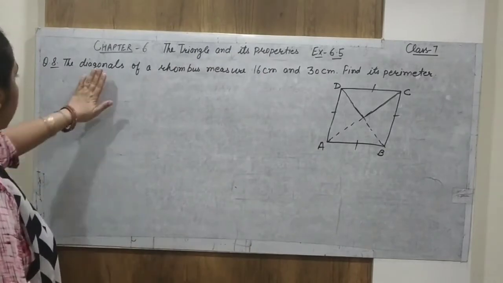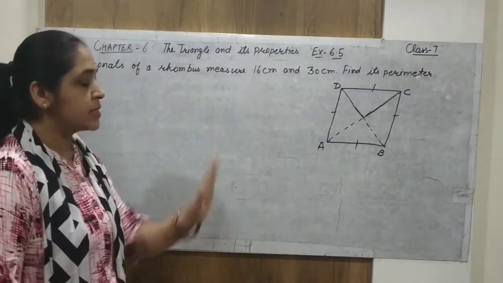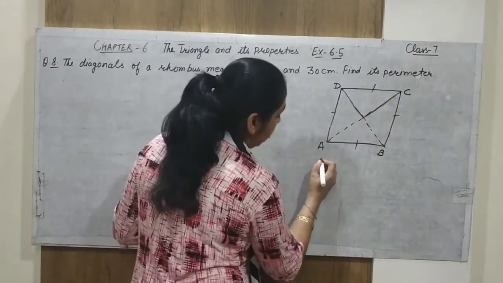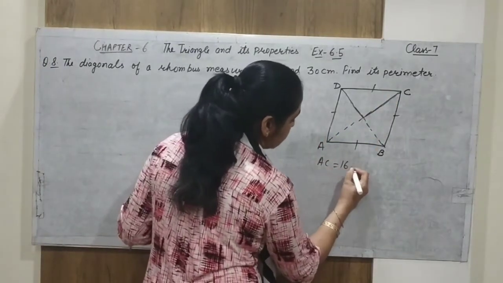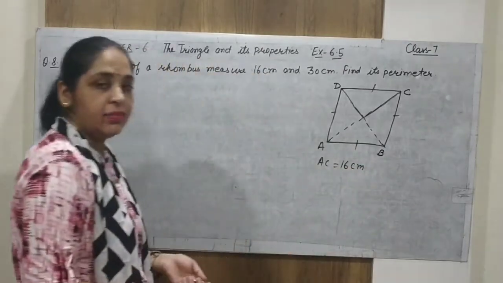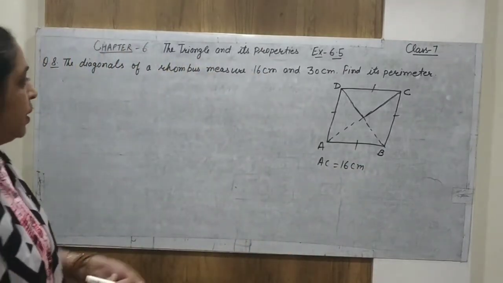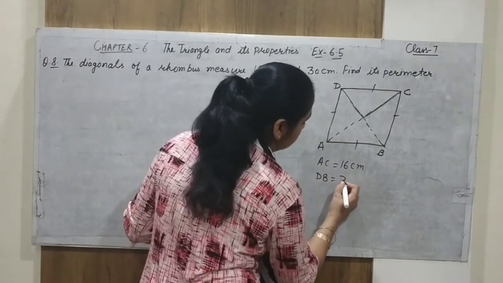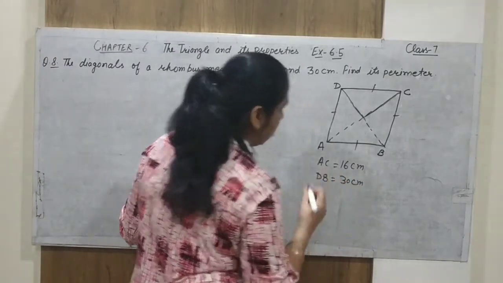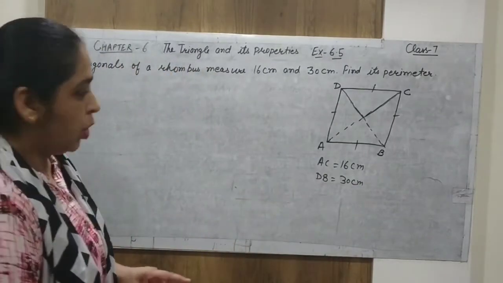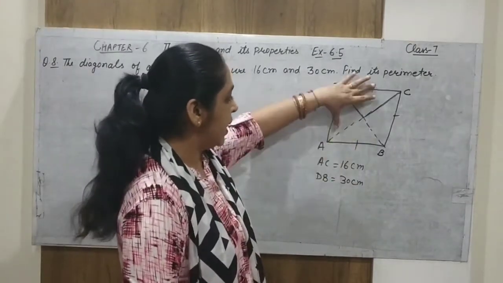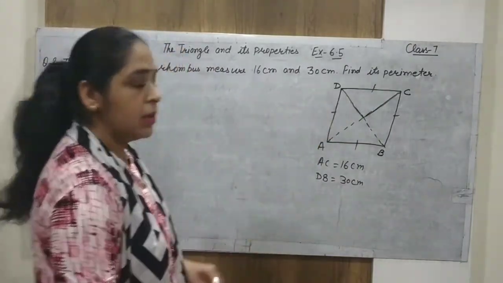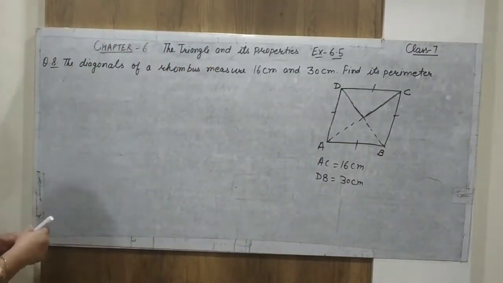Now, the diagonals of the rhombus measure 16 centimeter and 30 centimeter. Suppose one diagonal AC is equal to 16 centimeter. Any diagonal we can take of different measurement. And second diagonal, suppose DB is equal to 30 centimeter. Only this thing is given. The lengths of these diagonals are given. Find its perimeter. Now what is the formula for the perimeter?